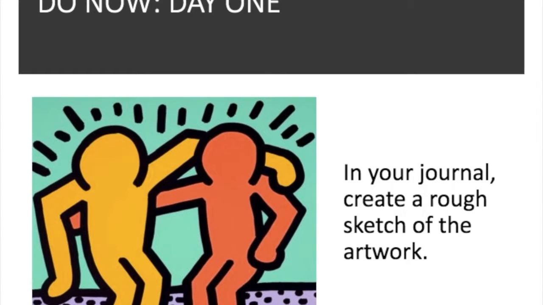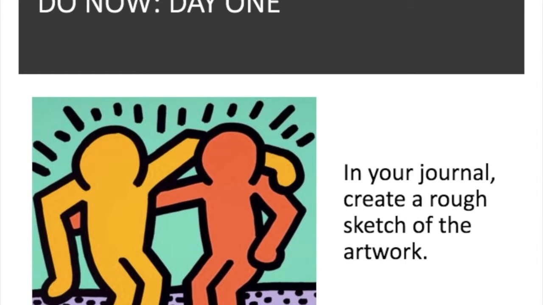So you are going to be starting on your do now today on day 1, and you will be adding all of your do nows from this week onto this page. Every week you'll get a new image and you'll create a new do now page in your visual journal. So on day 1 today, you are going to create a rough sketch of the artwork that you see here.